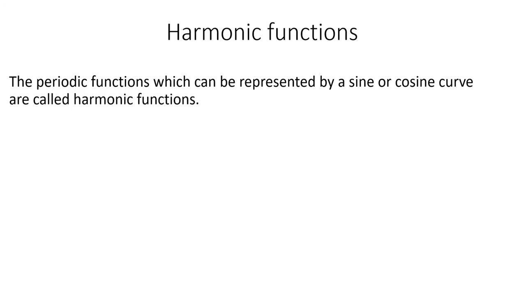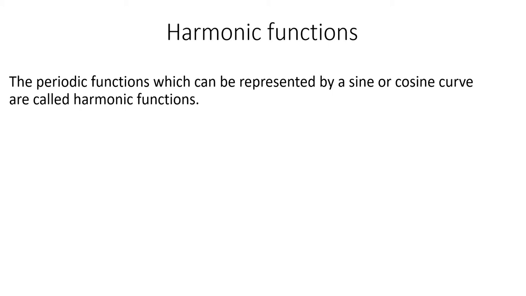Harmonic function means the periodic functions which can be represented by a sine or cosine curve. Any periodic function, that is any function which repeats at regular intervals of time, is known as a periodic function, and if that periodic function is a sine or cosine curve, it is known as a harmonic function. It may be either a sine or cosine curve.